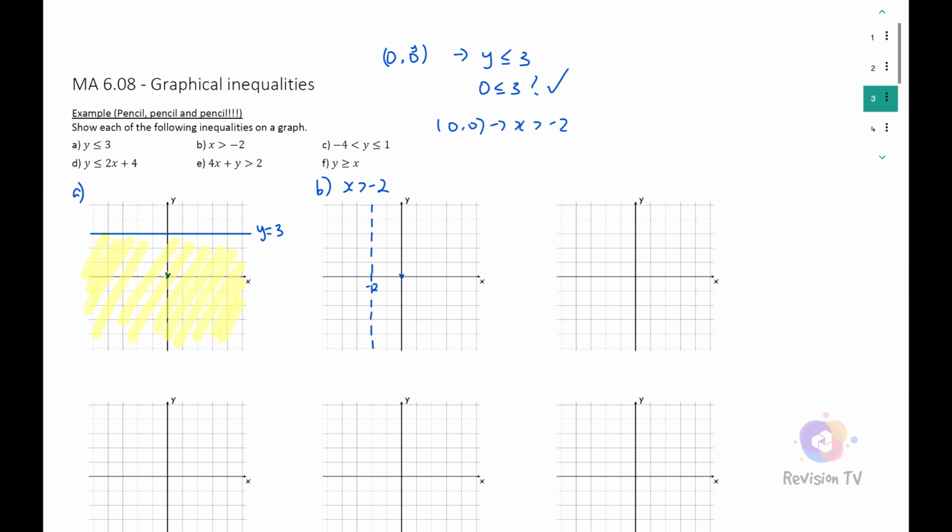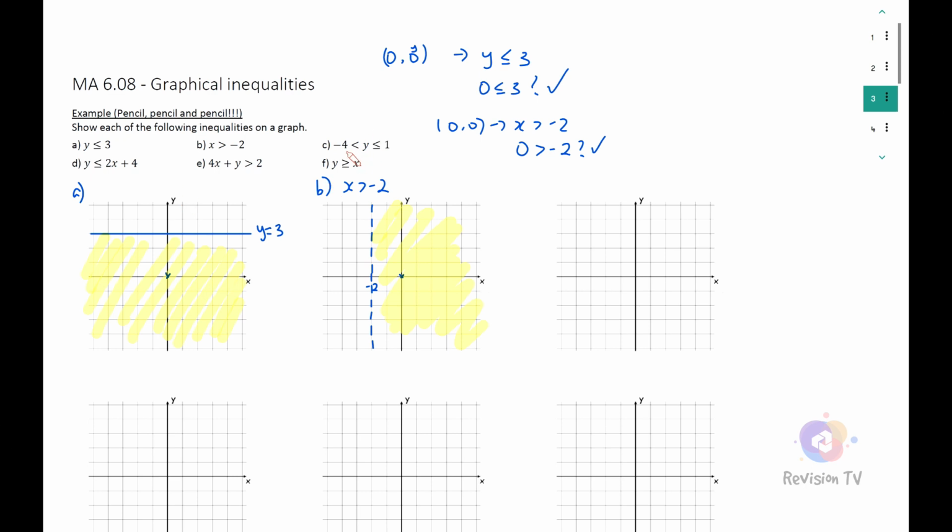When x is 0, so 0 greater than minus 2. Is that true? It is true. 0 is greater than minus 2. Therefore, we're going to shade the part with the 0, 0. So it's that part. You can take however long you want to shade your region very nicely. Up to you.